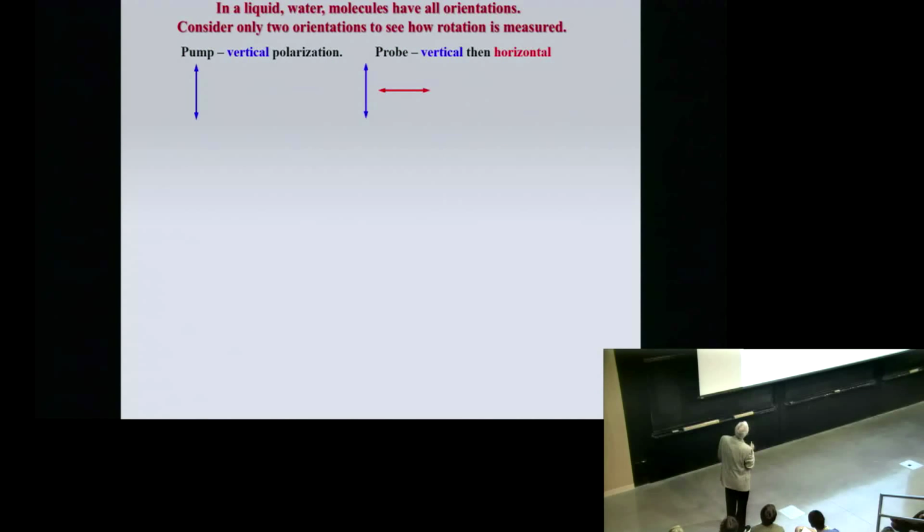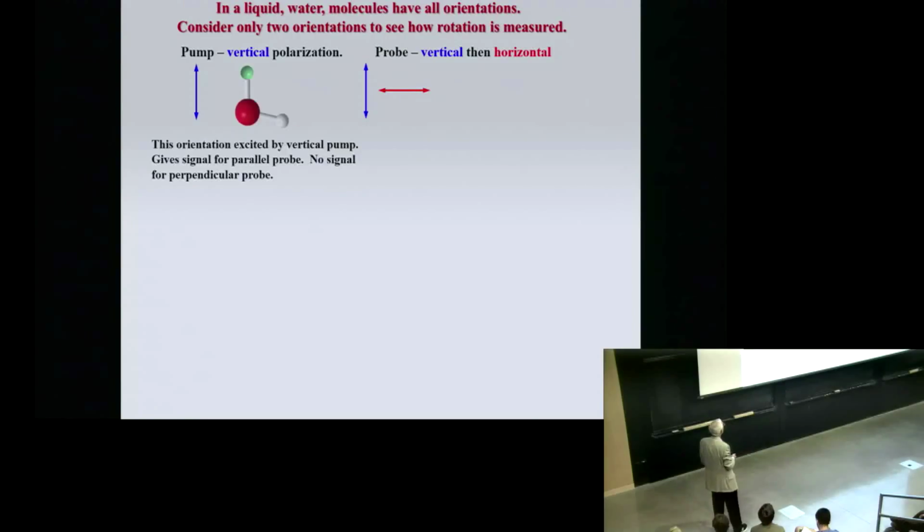Okay, so what we're going to do is two kinds of experiments. We're going to put in this pump vertically, and then we measure the time dependence with the probe either vertical or horizontal. If I have this orientation, this will excite this bond, and if I have a parallel probe, I'll get a signal, but if I have a perpendicular probe, I won't get a signal because I'm exciting this way, and this wouldn't have been absorbed by this molecule anyway.